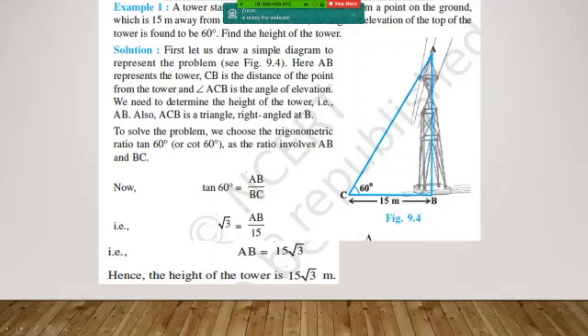A tower standing 15 meters away from a point on the ground, and the angle of elevation of the top of the tower is found to be 60 degrees. So this is 60, this is given as 15. Find the height of the tower. So directly, what are we using? We are using tan. So tan 60 is AB upon BC.